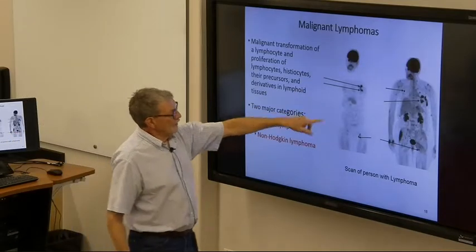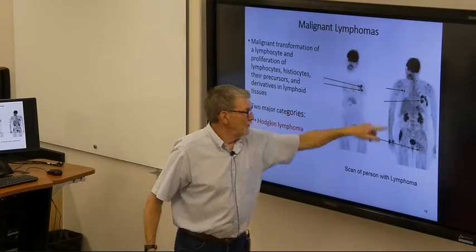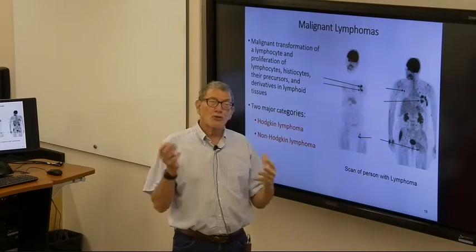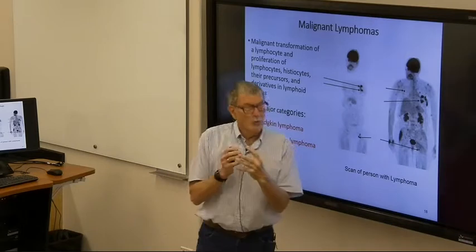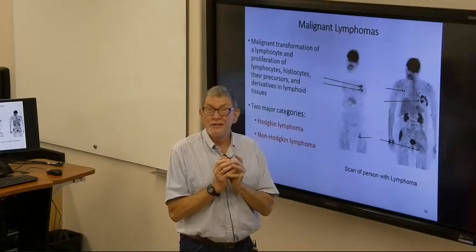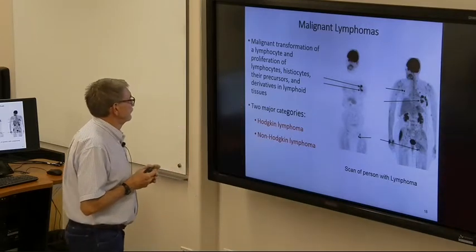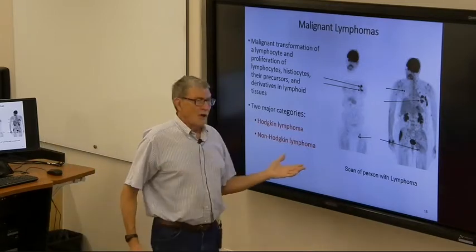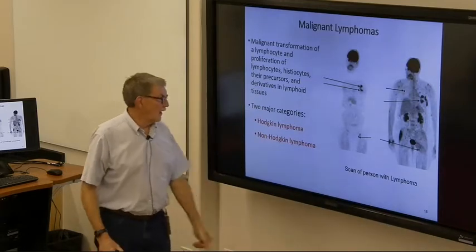Here's some malignant lymphomas. They're doing a scan and looking at lymph nodes and seeing where they're especially drawing in the extra contrast medium, extra blood flow, because cancerous tissue tends to increase blood flow to itself. And two major categories of lymphomas are described.